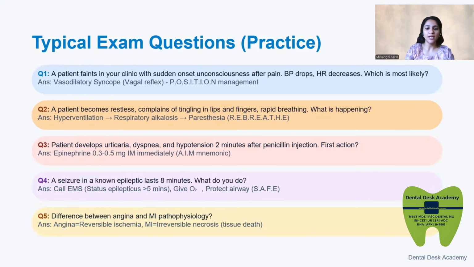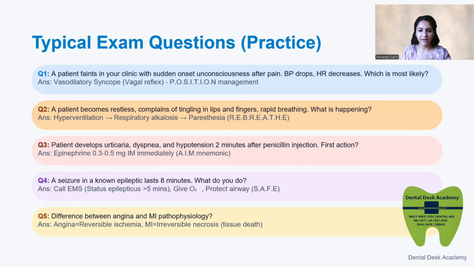These are again the typical exam questions which they can ask you in a viva or a chair-side setting. So again, you can pause this slide. Just for example, see question 4. They are saying the epilepsy lasts for 8 minutes. That means it's beyond 5, it's status epilepticus. What is the difference between angina and MI due to the imbalance? It's reversible and irreversible. Patient develops urticaria, dyspnea, hypotension within 2 minutes of a penicillin injection. They're talking about anaphylaxis. You need to give epinephrine 0.3 to 0.5 mg IM as soon as possible.